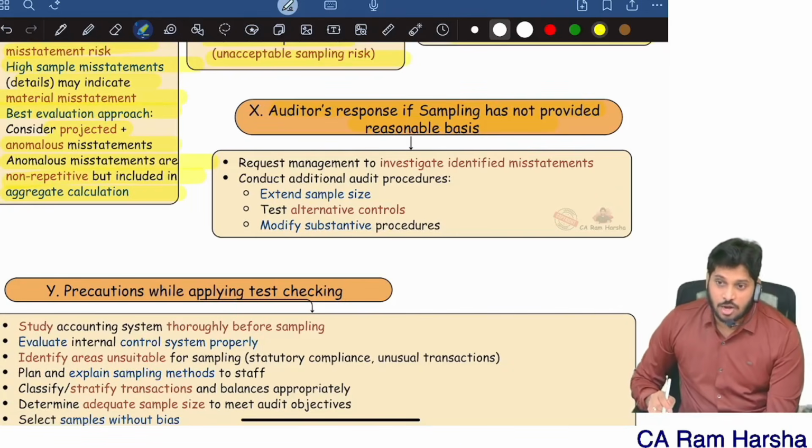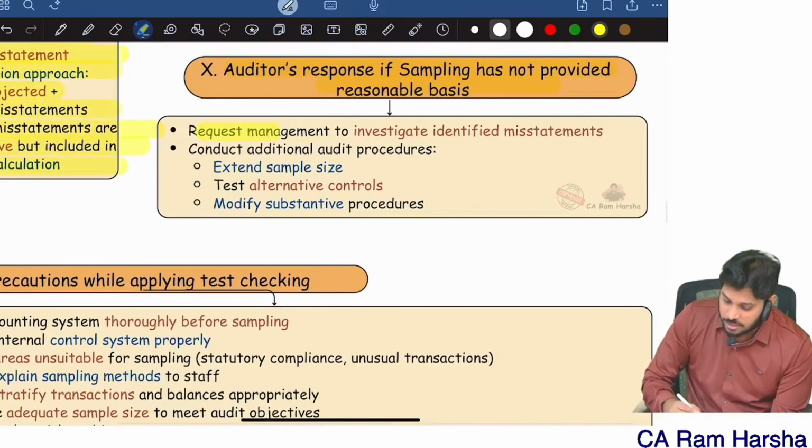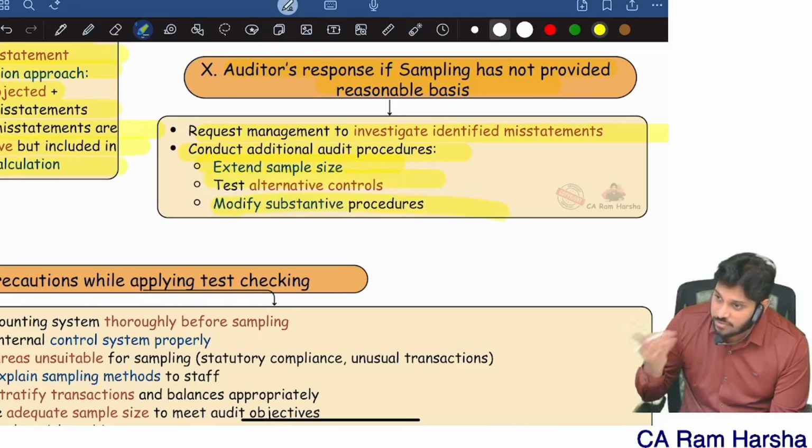If sampling has not provided an adequate basis, and management will argue this, then I will ask management to investigate and I will do extra procedures. I will test alternative controls. I will modify my substantive procedures.